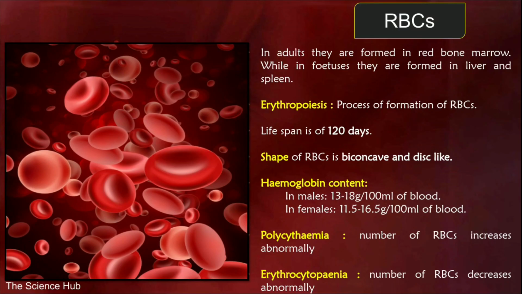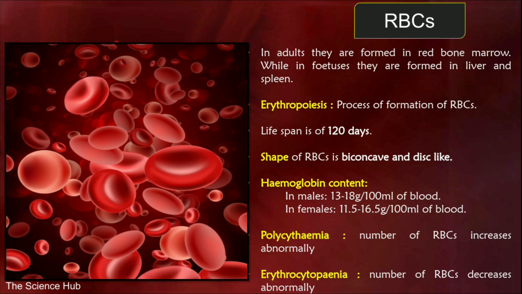Red blood corpuscles. In adults, they are formed in red bone marrow, while in fetuses, they are formed in liver and spleen. The process of formation of RBCs is known as erythropoiesis. The lifespan of RBCs is 120 days. The shape of RBCs is biconcave and disc-like.